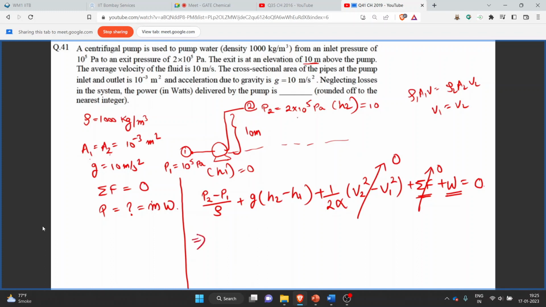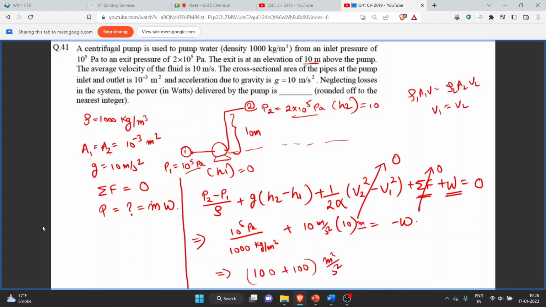So over here we can write that P2 is 2 into 10 raised to 5 and P1 is 10 raised to 5 Pascal. So P2 minus P1 will be 10 raised to 5 Pascal upon density, which we have been given as 1000 kg per meter cube. Then gravity constant is 10 meter per second square and height h2 minus h1 is 10 meter. So this will be equal to work required. This we can write as 100 plus 100. The unit will become meter square per second square, equal to minus of W. So this is equal to 200 meter square per second square.